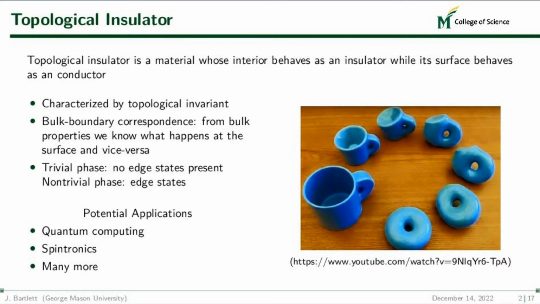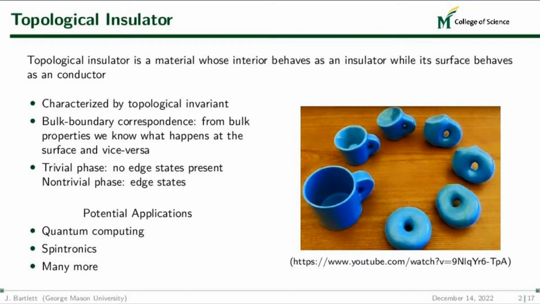Now, an important property of topological insulators that we'll use when characterizing these materials is what's called bulk boundary correspondence. This is where we can look at bulk properties of the topological insulator and know what will happen at the surface, or vice versa. So this is very important when we're defining topological invariants and characterizing these materials.